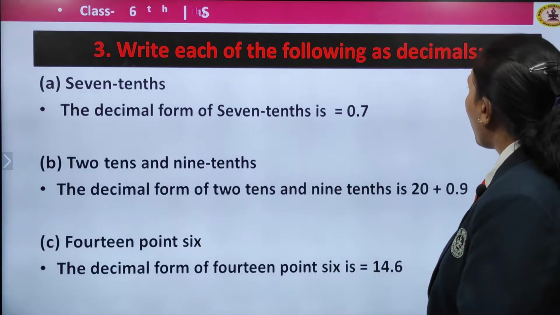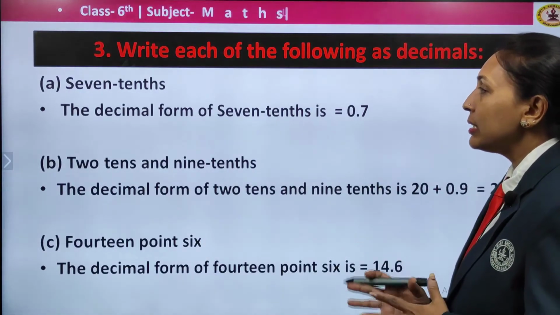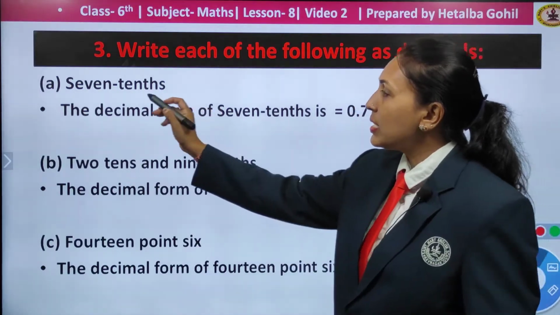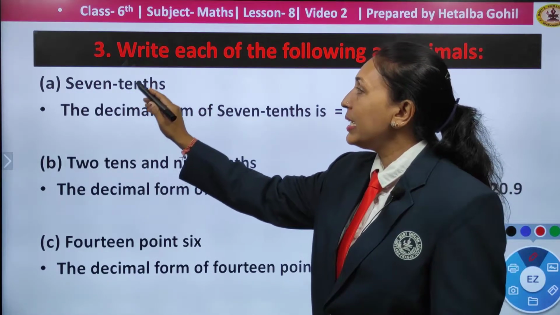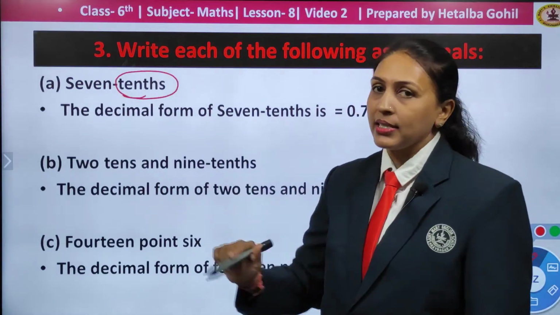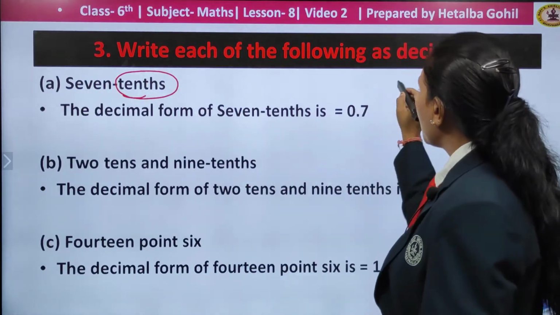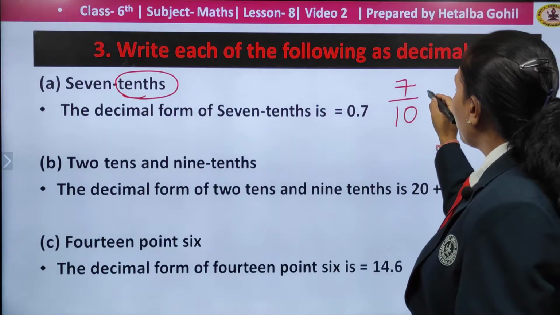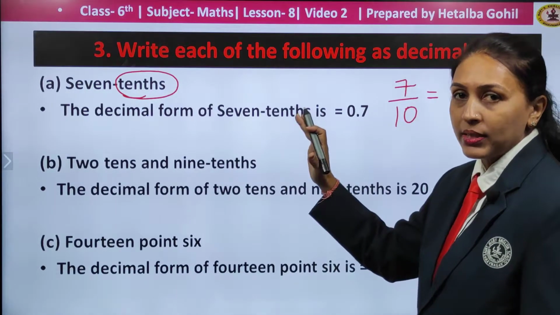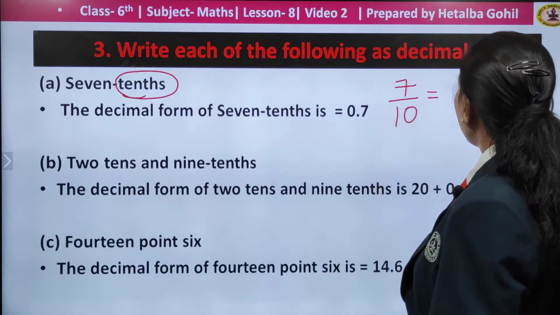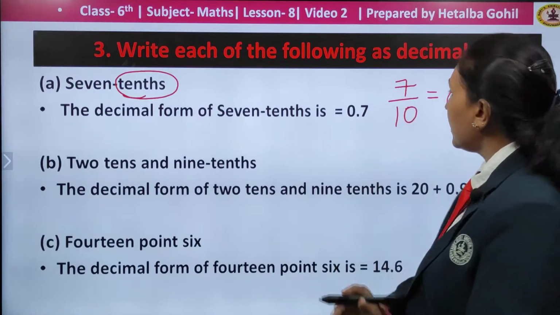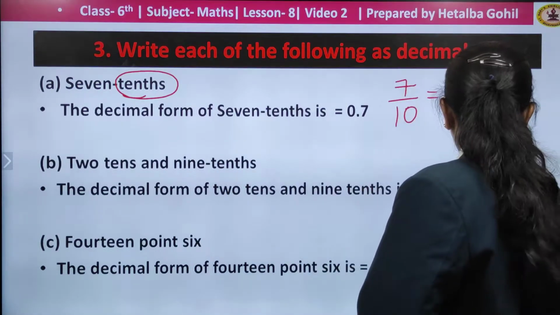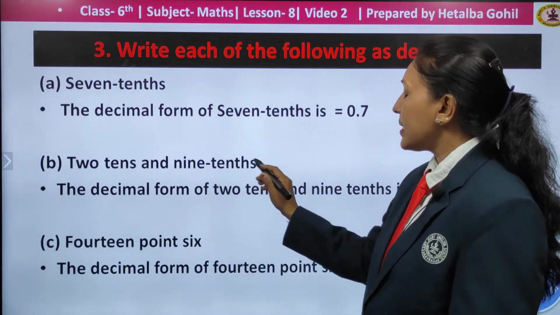Write each of the following as decimal. Children, here the statements are given which you have to convert into decimal numbers. The first one given to us is 7 tenths. Just see, it is tenths, it is not tens. So 7 tenths is nothing but 7 by 10. So we have to put the decimal after one place from the back, that is from the right. So 7, from the back one place. So what do you get here? 0.7.